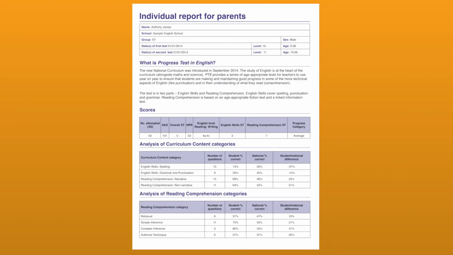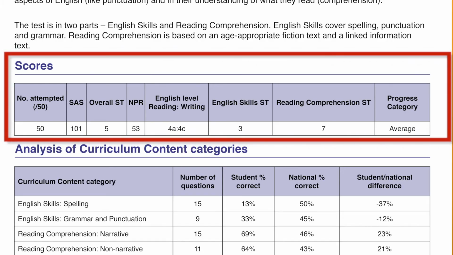This is the student report for parents for Anthony, and we suggest that this report is perhaps talked through at parents' evening, rather than being sent home for the parent to try and understand in isolation. Here we have a range of ways to present this information. This shows the 4 scores. Please note, you have the option whether or not to include the scores.